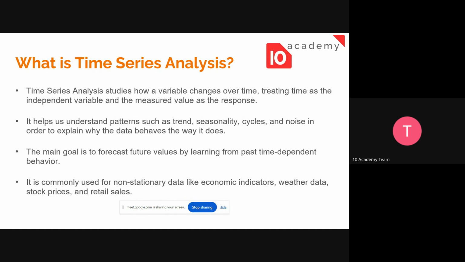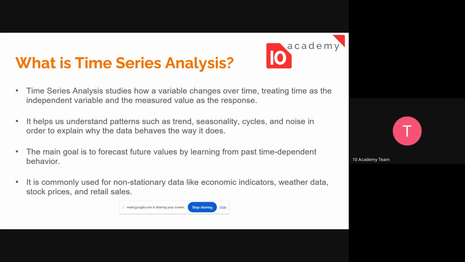It's commonly used for non-stationary data like economic indicators, weather data, stock prices, and retail sales. It means basically all the data we have these days has a timestamp, right? So if we have a timestamp on our data, it must be crucial to analyze the time series. We have to do time series because we can understand the trends.